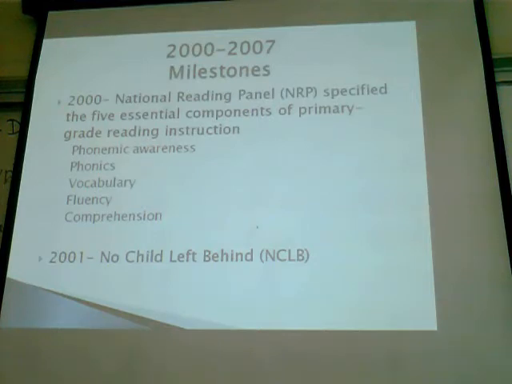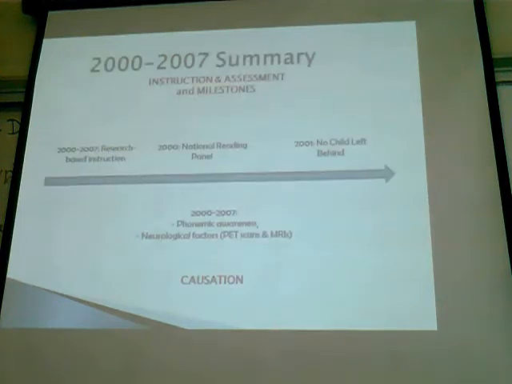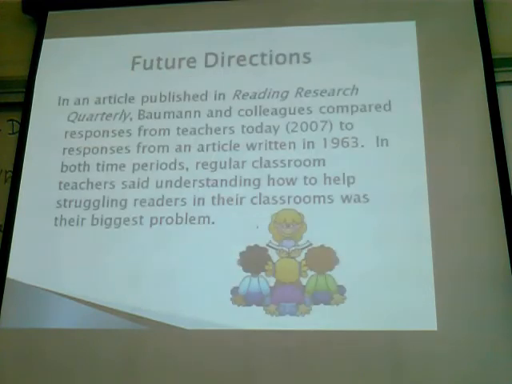The milestones in 2000 to 2007. In 2000, the National Reading Panel specified the 5 essential components of primary grade reading instruction: phonemic awareness, phonics, vocabulary, fluency, and comprehension. In 2001, No Child Left Behind. And this is the summary for 2000 to 2007 for instruction, assessment, and milestones and causation.